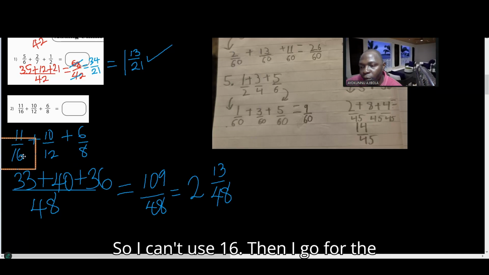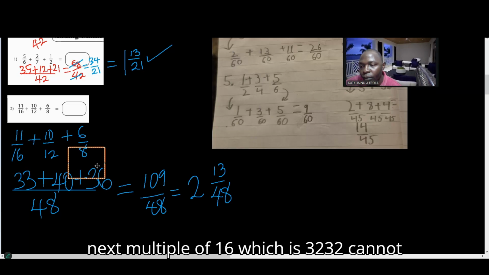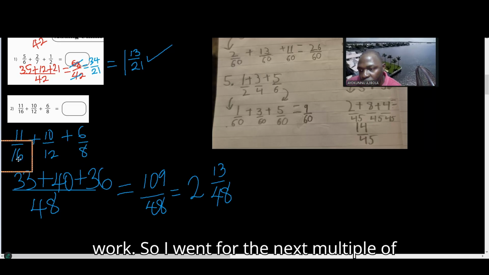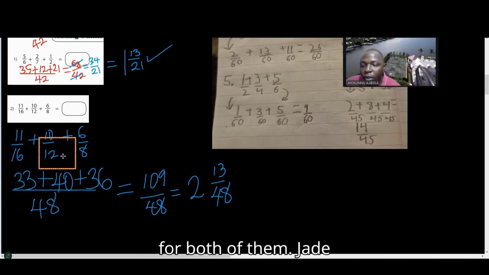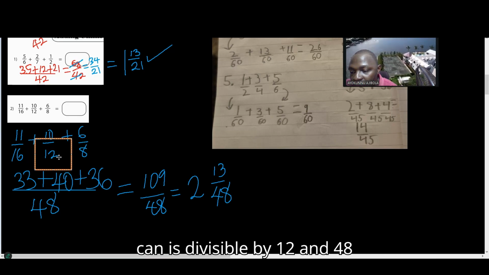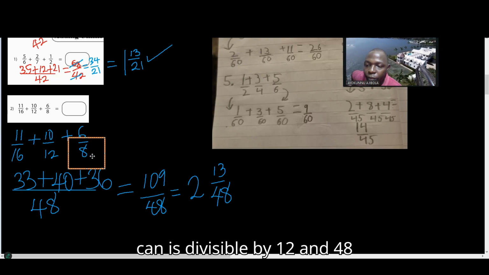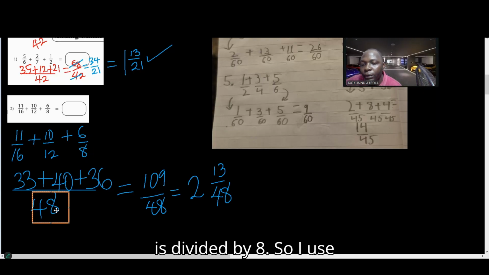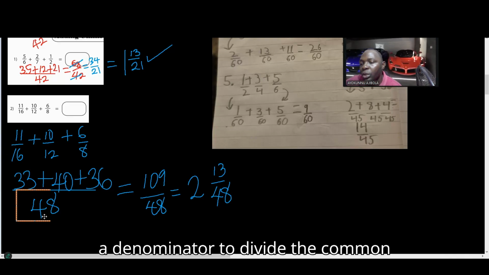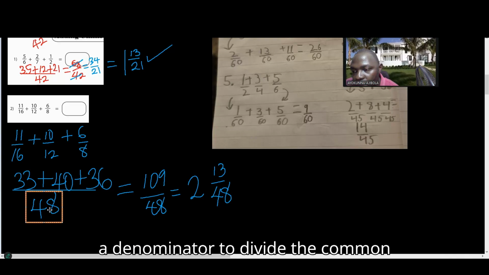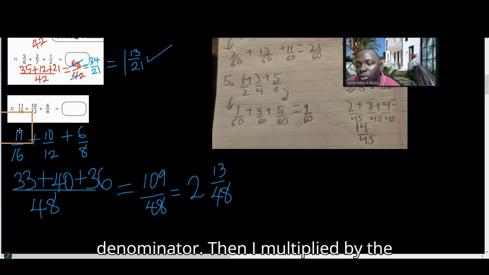Then I go for the next multiple of 16, which is 32. 32 cannot work. So I went for the next multiple of 16, which is 48. Fortunately, 48 can work for both of them. 48 is divisible by 12, and 48 is divisible by 8. So I use 48. Then I use the denominator to divide the common denominator. Then I multiply by the numerator.